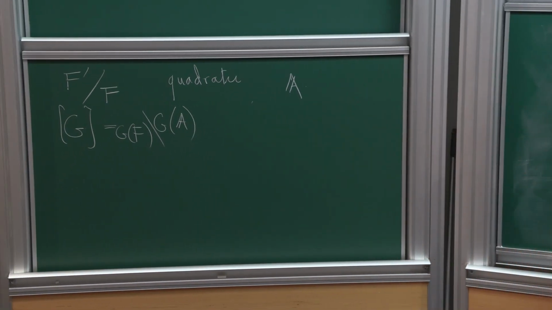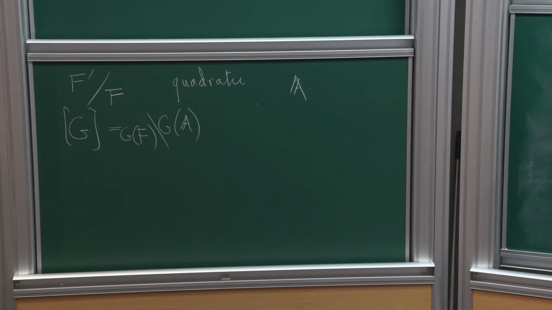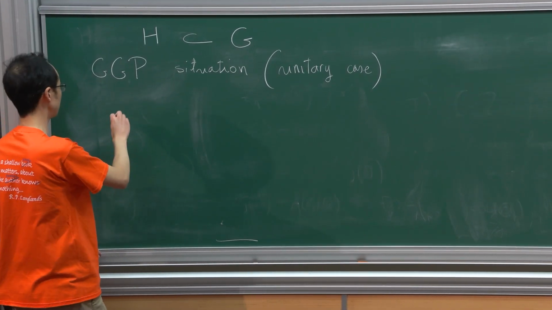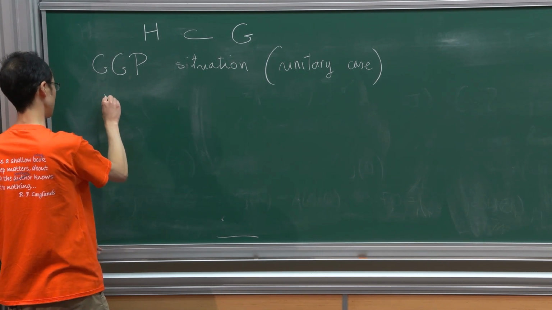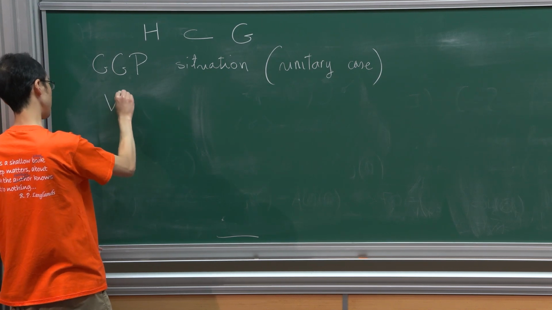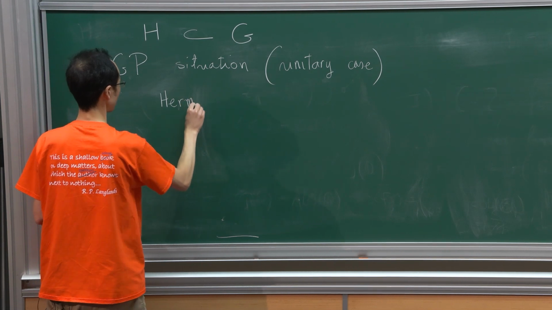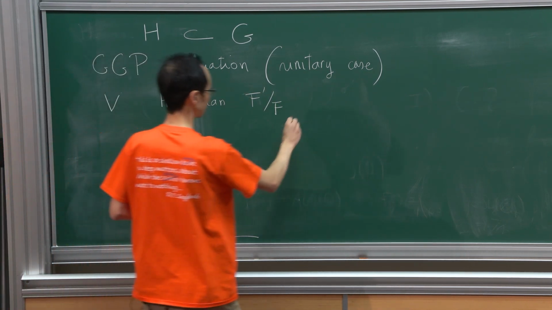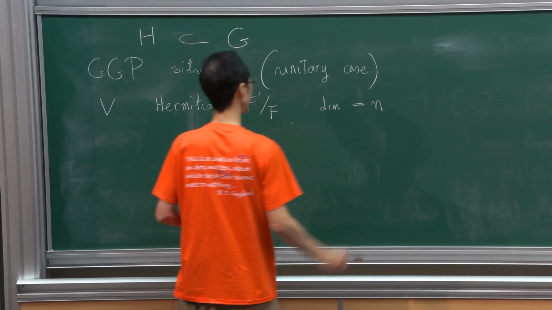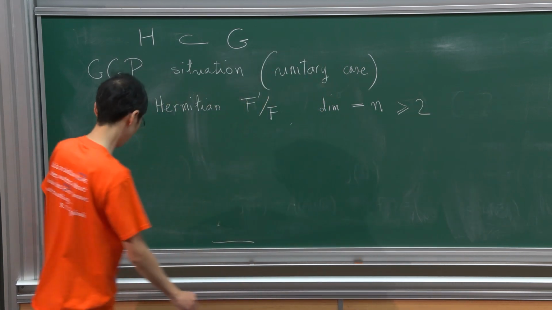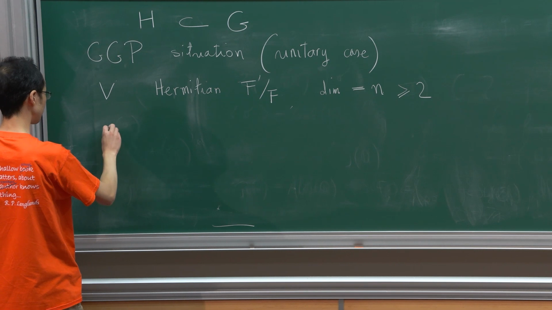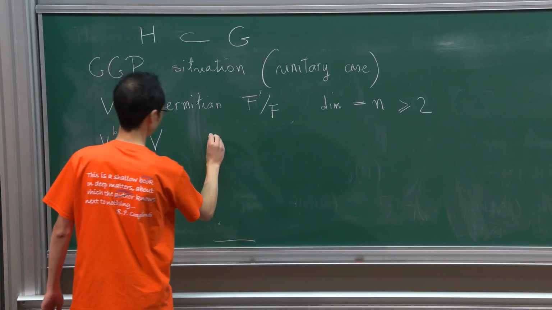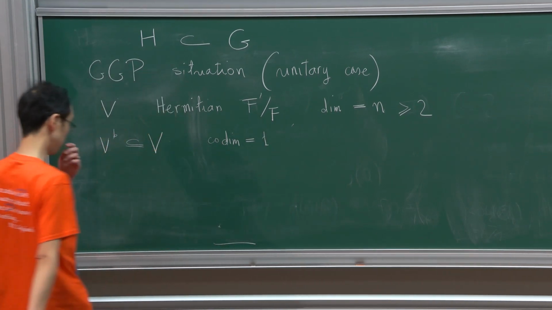So now let me work in the unitary case, and I can remark later on for the other cases. In the unitary case, what's involved is I have a Hermitian space V, Hermitian relative to this quadratic extension, of dimension equal to n for some integer n, times 2. So choose a vector, choose a subspace of codimension 1, called V flat, non-degenerate. Everything's a non-degenerate Hermitian space.